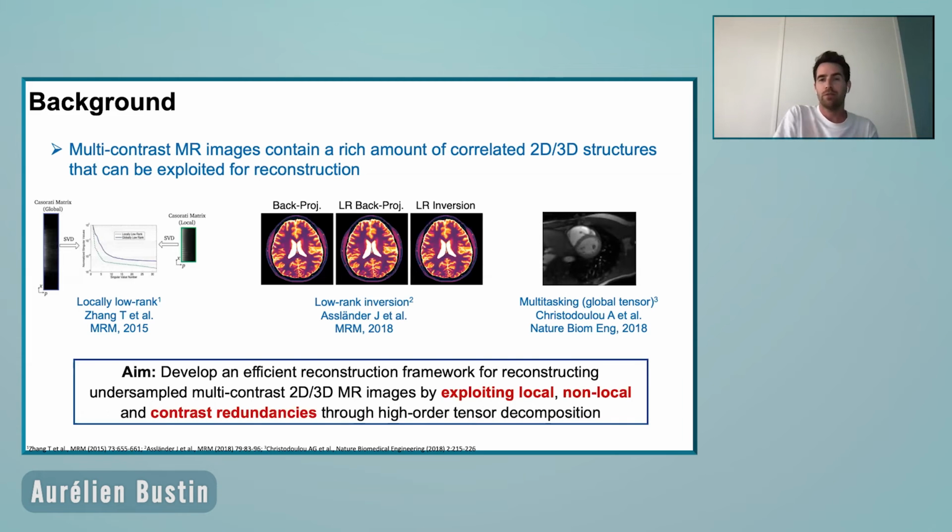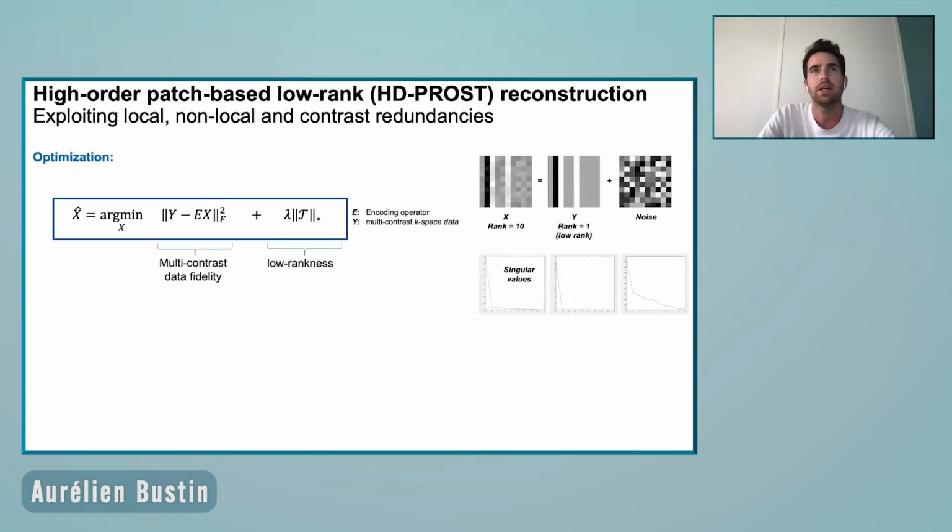But we could go way further if we exploit patch information. If you take a patch in any image, you're likely to find a very similar patch somewhere else in this image. Do this experiment, for example, on brain imaging or on the heart, and you have many similar patches. You can exploit that in your reconstruction using this low-rank information. So that's the idea behind HDPROST.